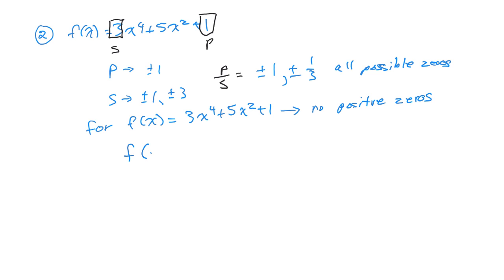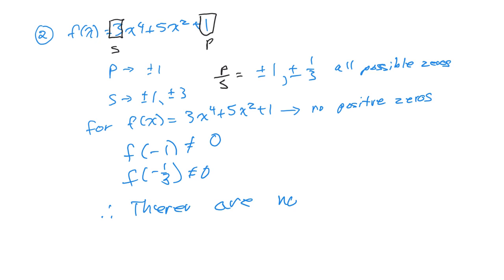So if I punch in f of -1, I notice that I don't get 0. If I punch in f of -1/3, guess what? I don't get 0. Because none of them work, you can say, therefore, there are no rational zeros for our function f of x. All right, so just take that in and understand what's going on, and we'll move on to the next.